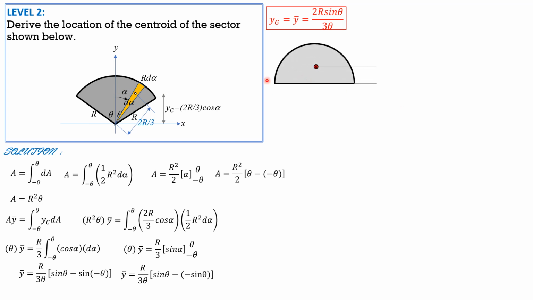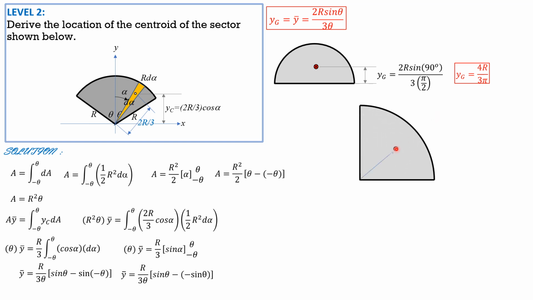Then if the sector is a semicircle, alpha here, theta here is 180 over 2, or 90 degrees, or pi over 2. So therefore this is 2r sine of 90, which is 1, over 3 times pi over 2, so 4r over 3 pi. So that's the result. 2r sine of 90 degrees over 3 times pi over 2. That would be 4r over 3 pi.